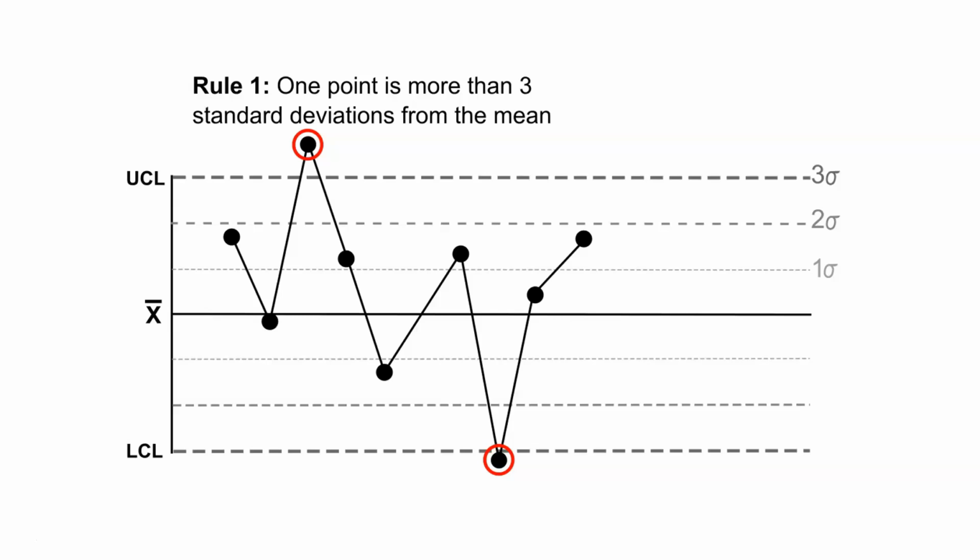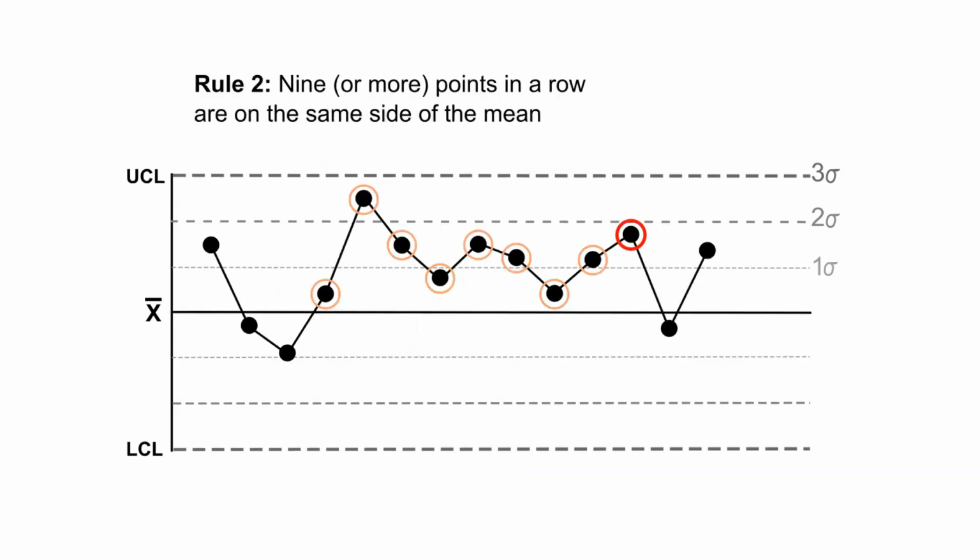The first test is the most common. It's rule number 1. When there's 1 point more than 3 standard deviations, or 3 sigma, from the mean, either above or below it. And then rule number 2 is when you have 9 or more points in a row on the same side of the center line, or the same side of the mean. It's not a common thing, and you want to understand why that's occurring.